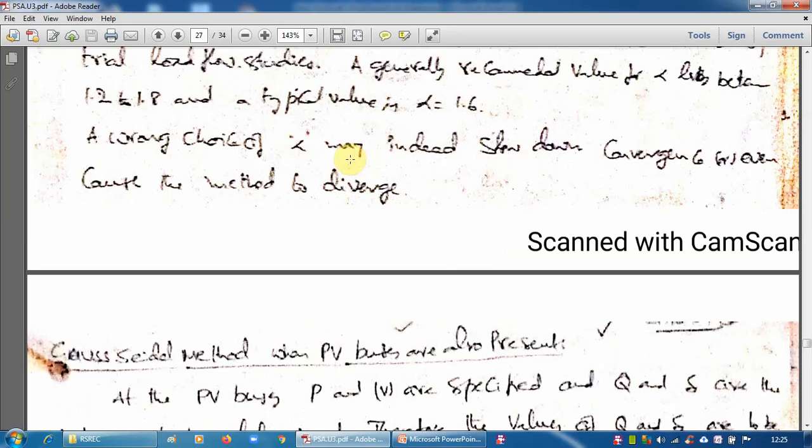So that is about the acceleration factor, and also about the Gauss-Seidel method for load buses. Next, for PV buses, it is the same thing with some extension, which we will see in the next class.